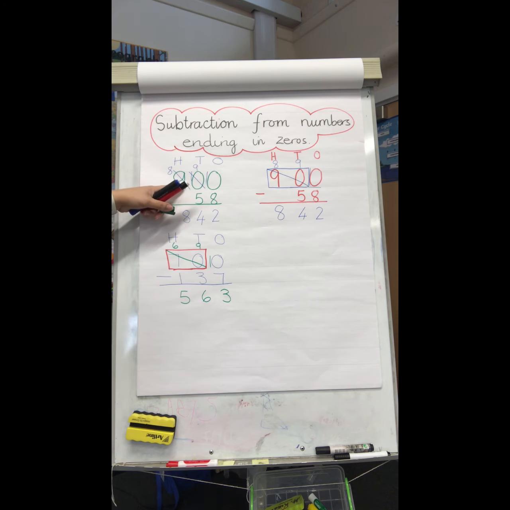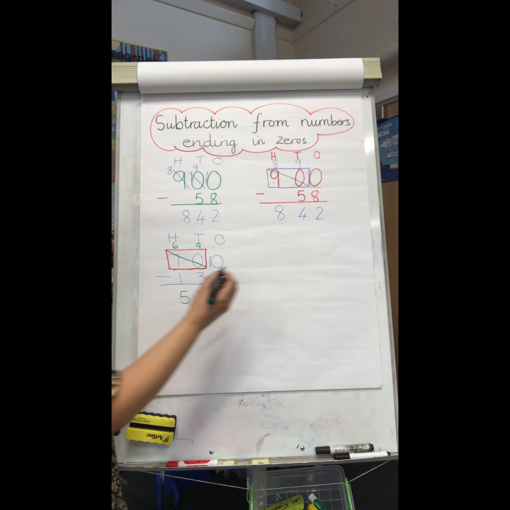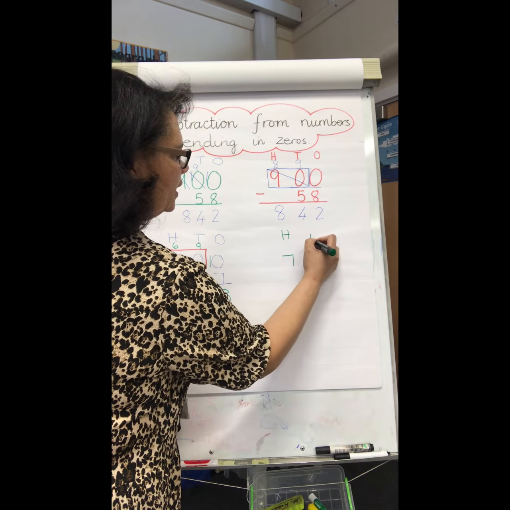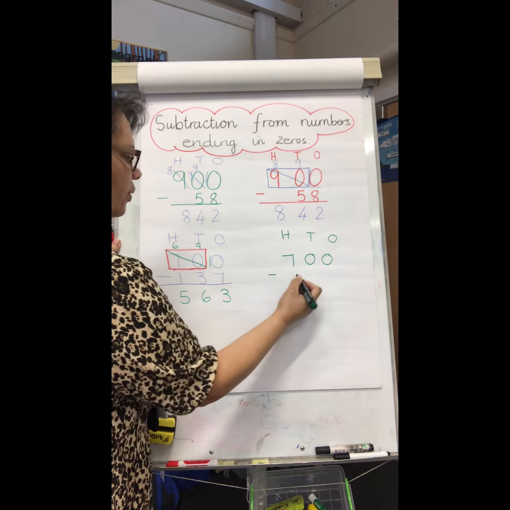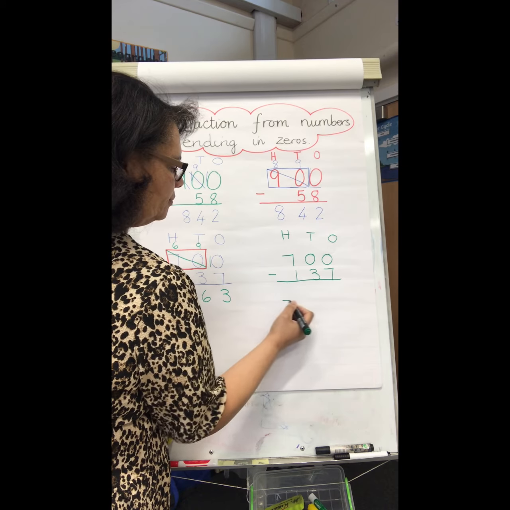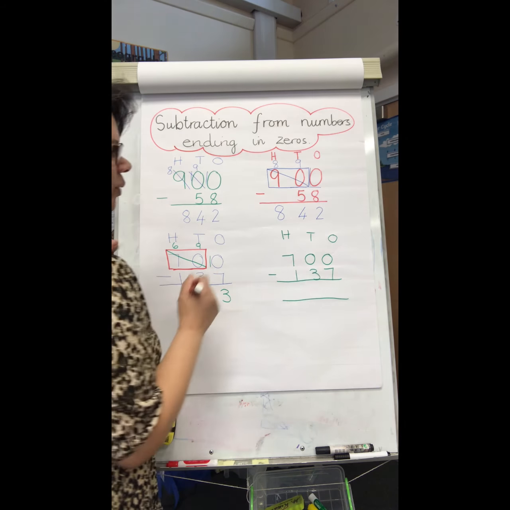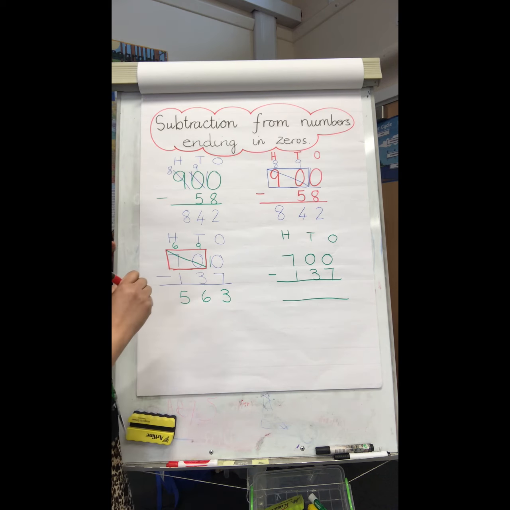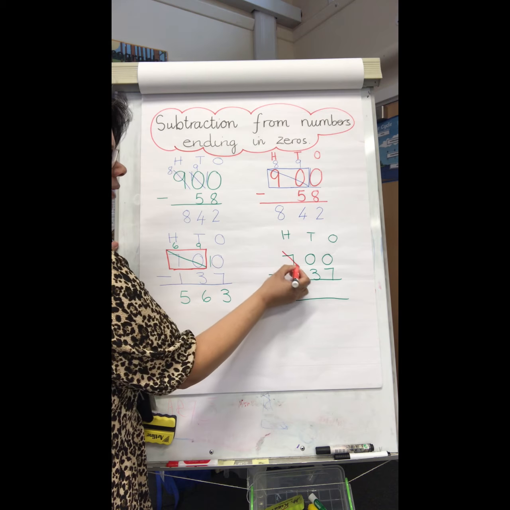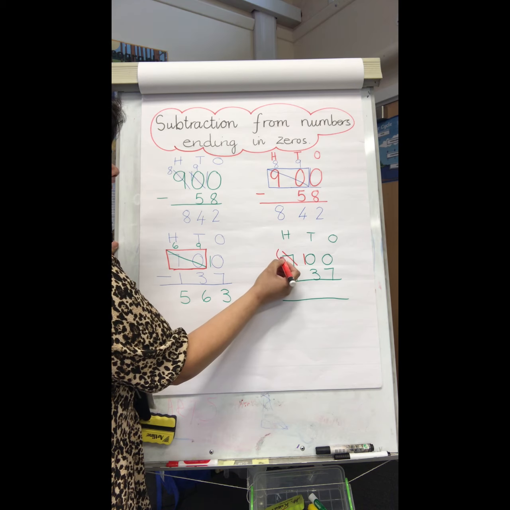Let's try the traditional method and see if we get to the same answer. Let's see. So 700, hundreds, tens and ones, take away 137. Right, 0 take away 7 we cannot do. We go to the next column. We cannot do that either. We go to the next column, which is 7. So 7 take away 1. Let's put the 1 we borrowed in the next column next door. And we're left with 6.